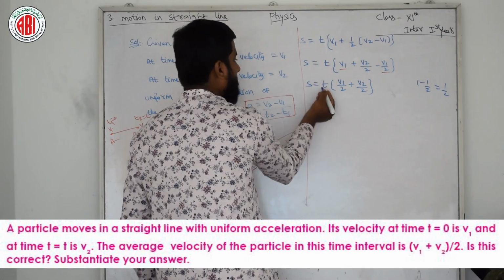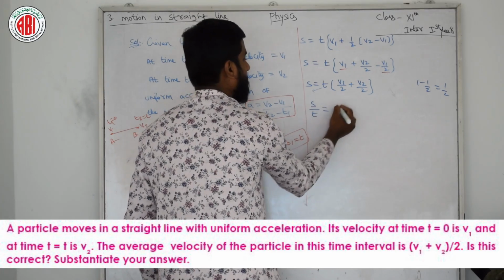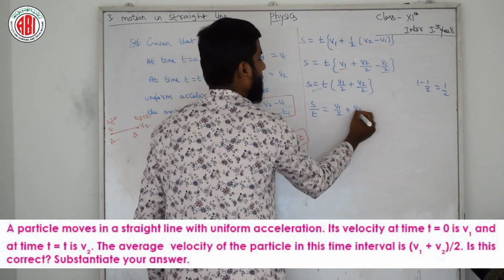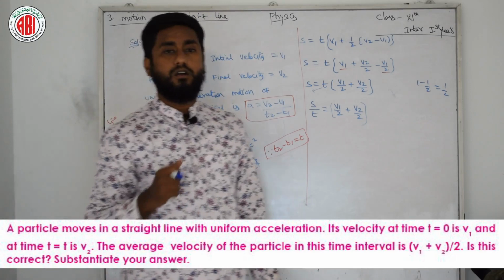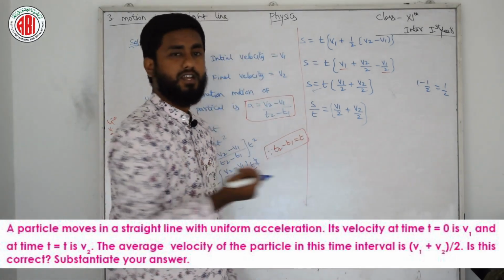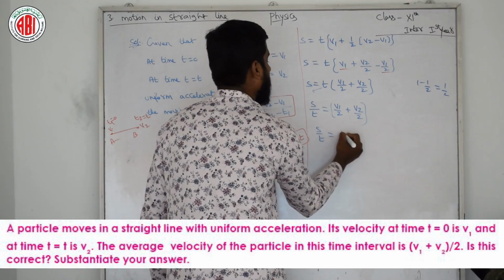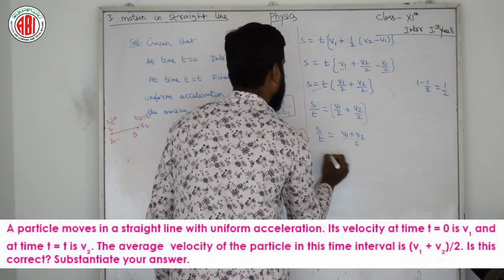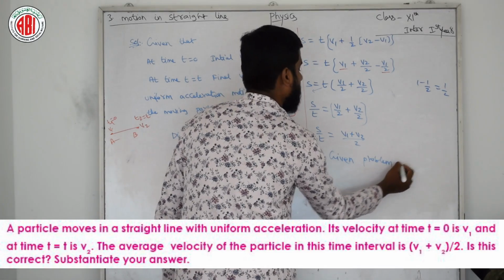Now this t goes to the left side, so it will become s by t is equal to v1 by 2 plus v2 by 2. Or else we can take this as s by t is equal to v1 plus v2 by 2. Therefore the given problem is correct.